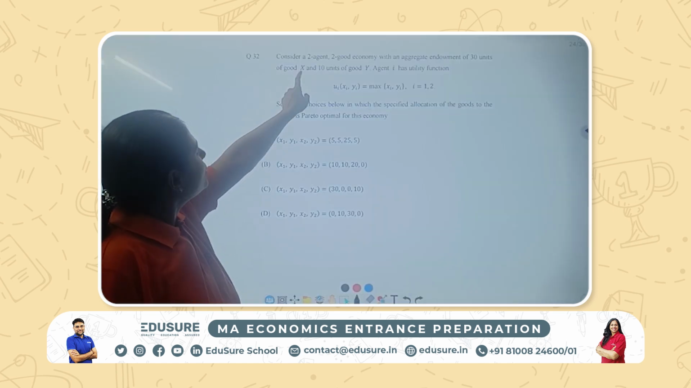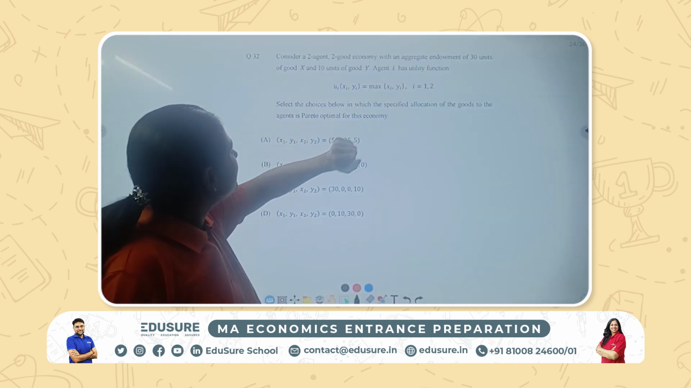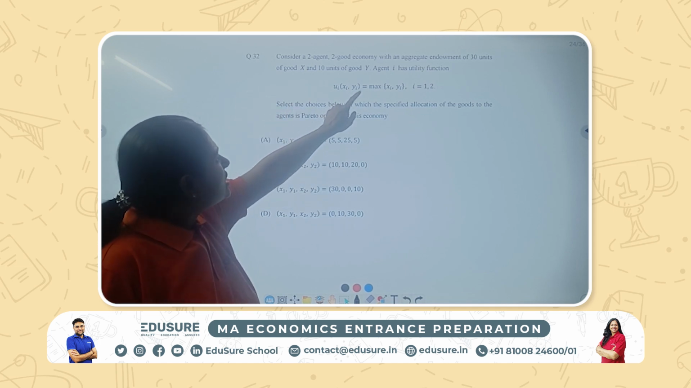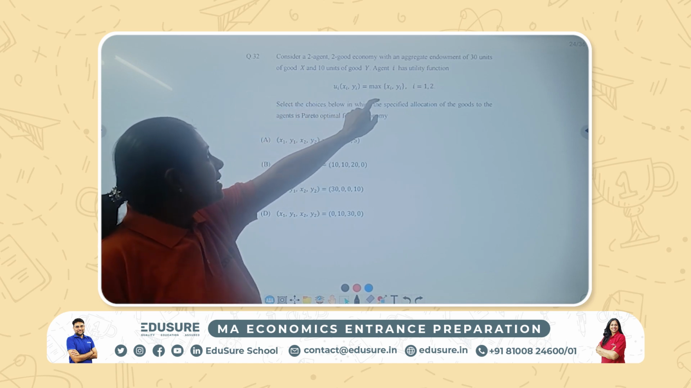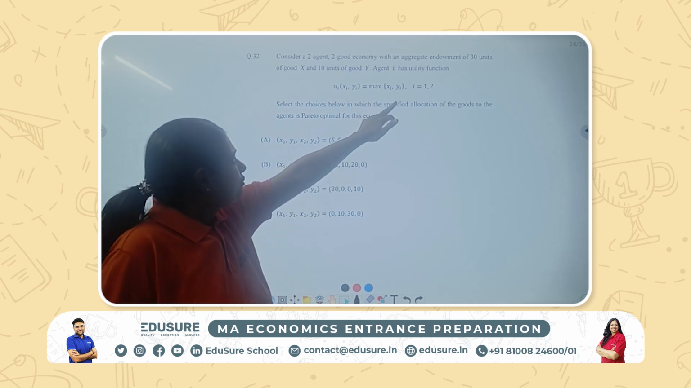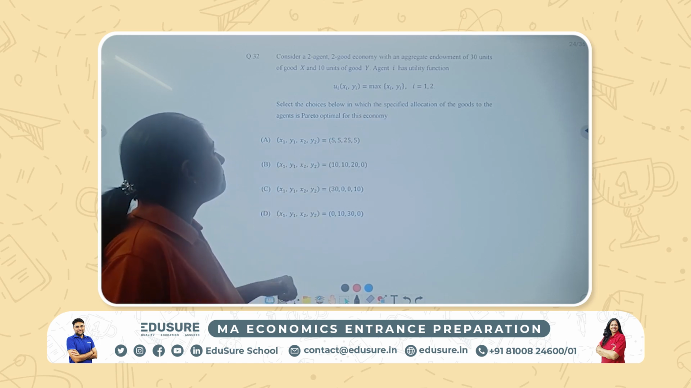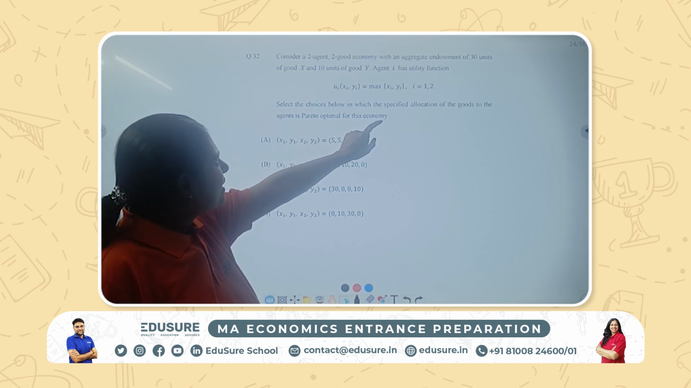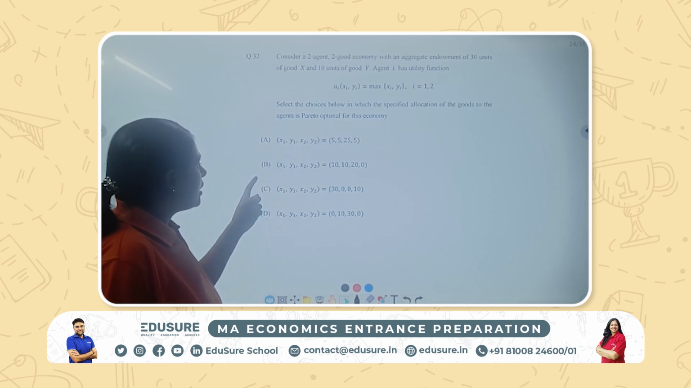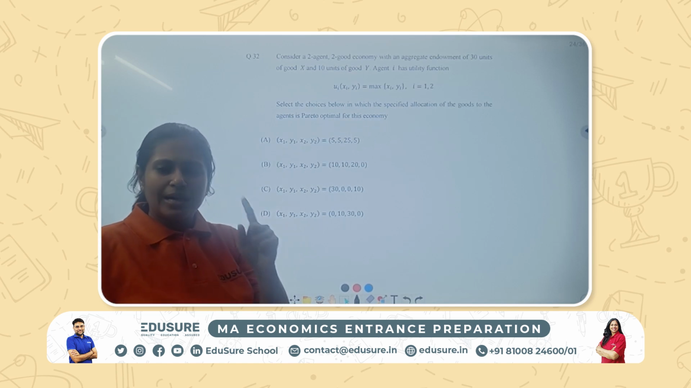Consider a two-agent two-good economy with aggregate endowment of 30 units of good X and 10 units of good Y. Agent i has utility function Ui is max of xi, yi, which means that of the two values, if it is maximum, that is the best outcome. Select the choices below in which the specified allocation of goods is Pareto optimal. Now your max function is best to have 0 of one good and the maximum of the other.